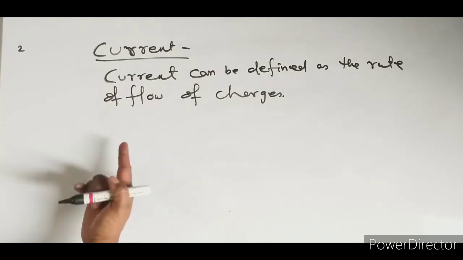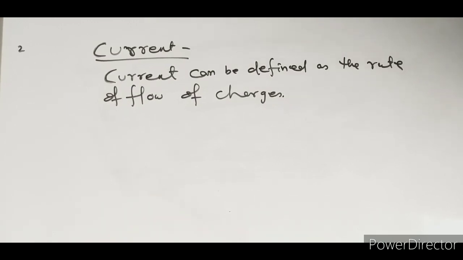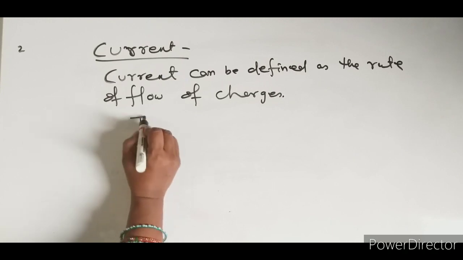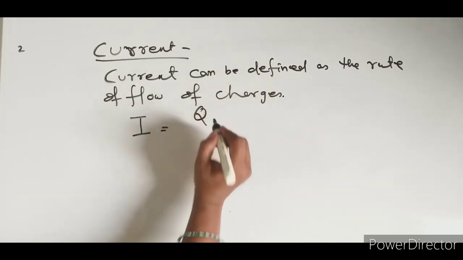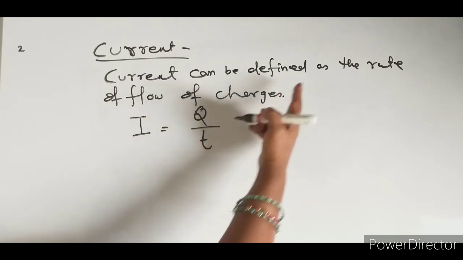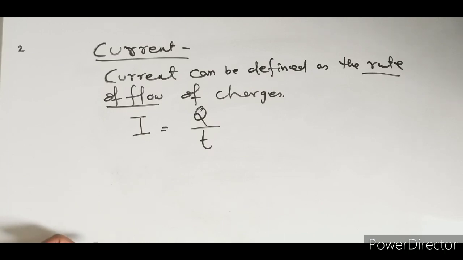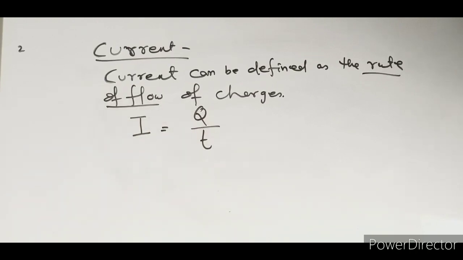In other words, the current flowing in a conductor is the amount of charge flowing per second across any cross section of it, that is known as current. Current is represented as I, and charge can be represented as Q, and as the word rate of flow, when we talk about rate it is always with respect to time. So here we are getting I equal to Q by T.